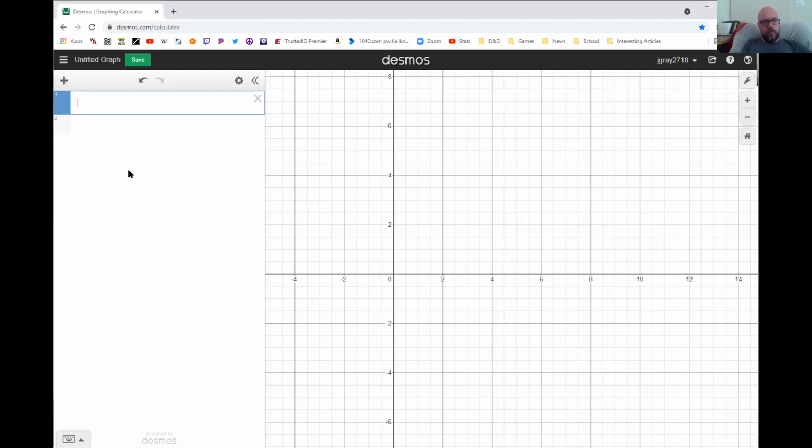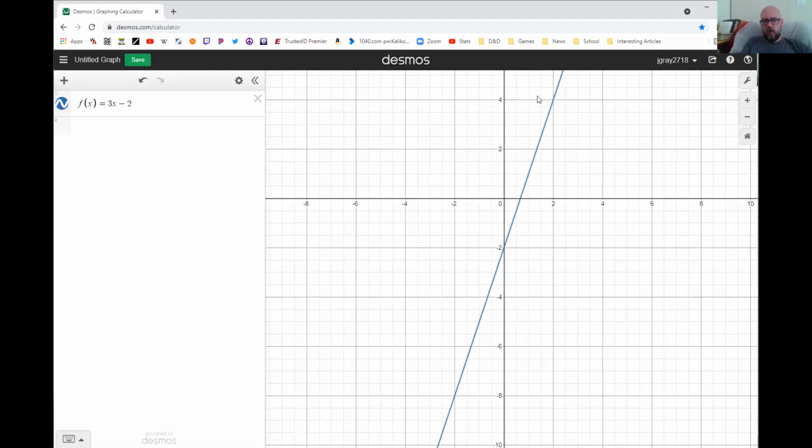So let's go look at Desmos. And I'm going to put my functions, and f of x is 3x minus 2. Right, exactly like we said. Straight line, y-intercept negative 2, slope 3, goes left and right forever, etc. So the domain is everything.